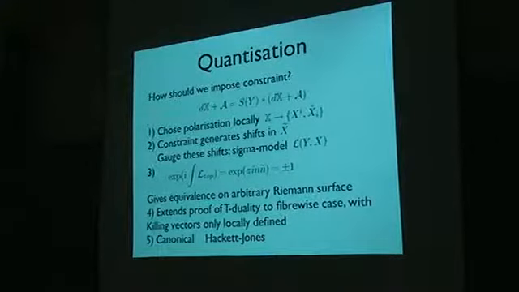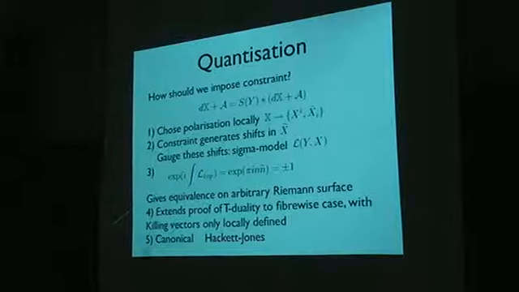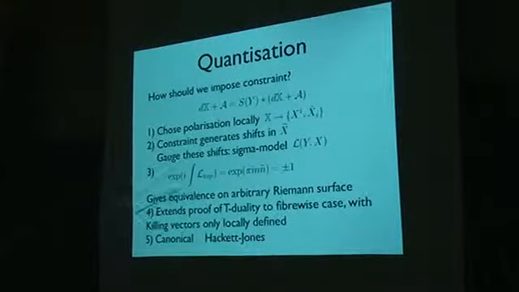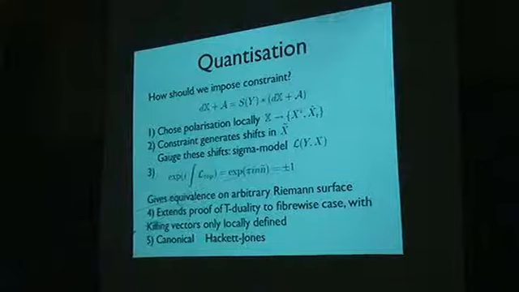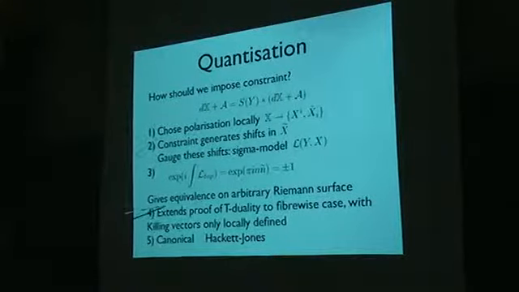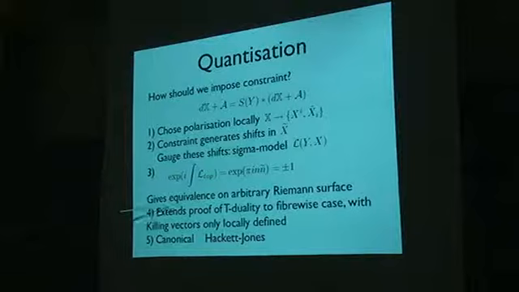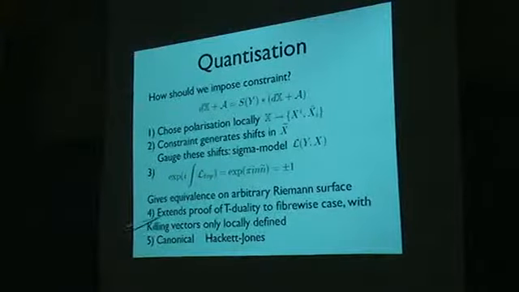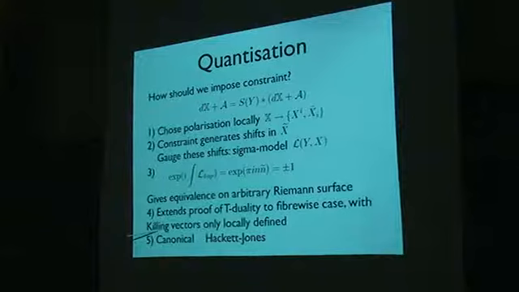And then there's a topological term which gives rise to various factors of plus or minus 1, but taking those into account, it would then give an equivalence between the different formulations on an arbitrary Riemann surface. And it would extend the proof of the duality to the case where Killing vectors are only locally defined, because that's what's allowed within this T-fold story.